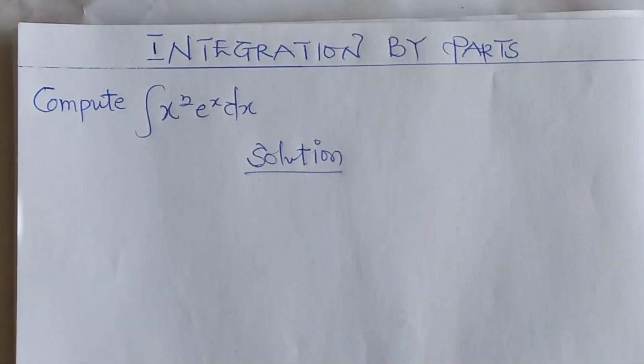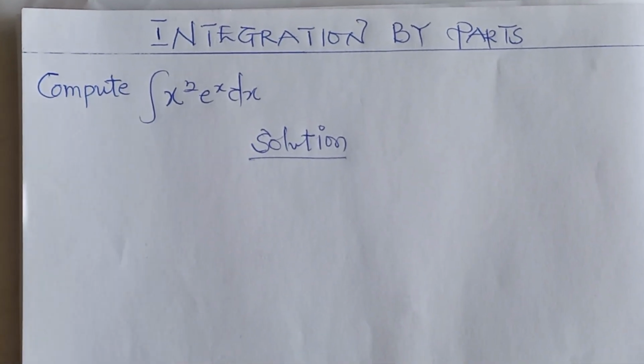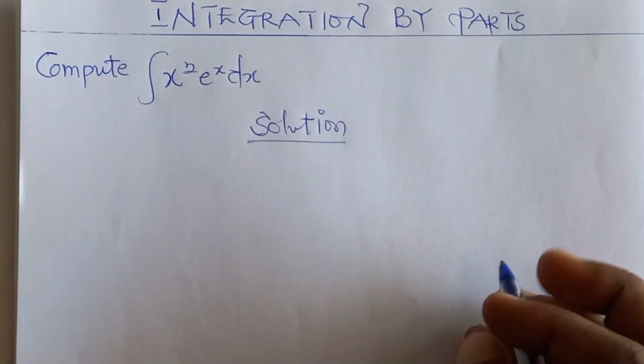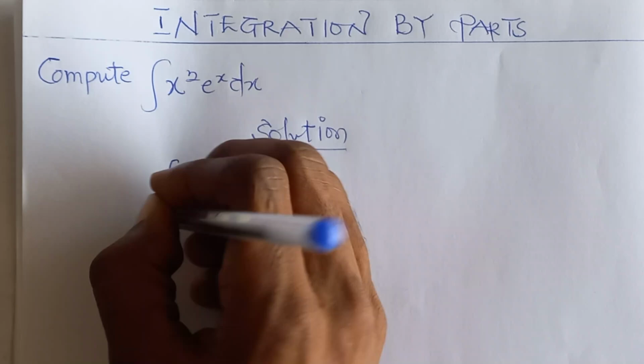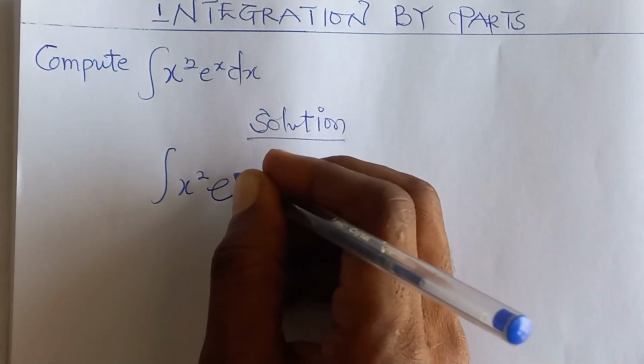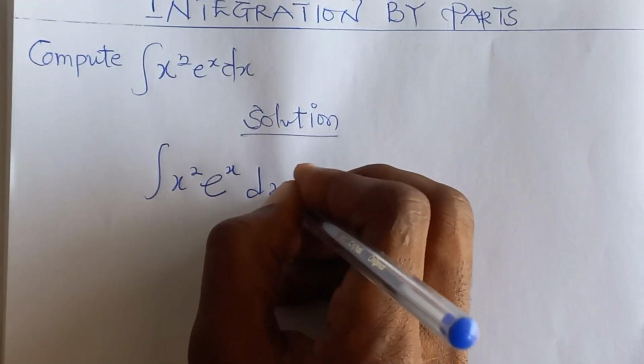So today we are going to look at this question. It is under integration and we have to compute the integral of x squared multiplied by e to the power x dx.